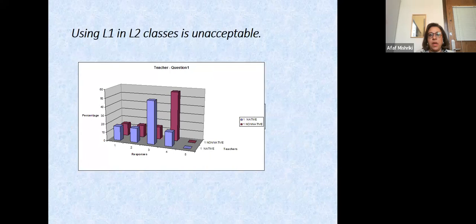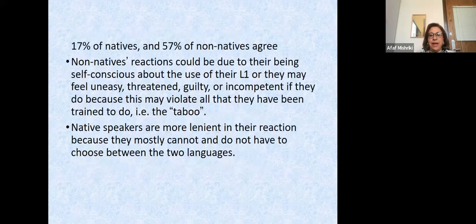Okay. Let's go to the teacher's questionnaire, and these are again selected items, not everything. Using L1 in L2 classes is unacceptable. Okay, as you see here, 17% of the native speakers of English said that they should not, and 50% of the non-natives, whose native language was Arabic, said that they agreed.